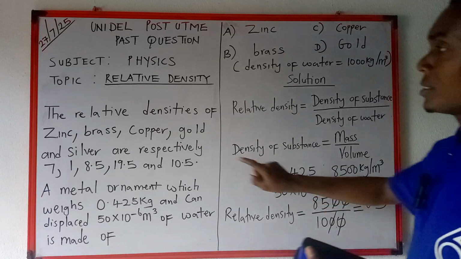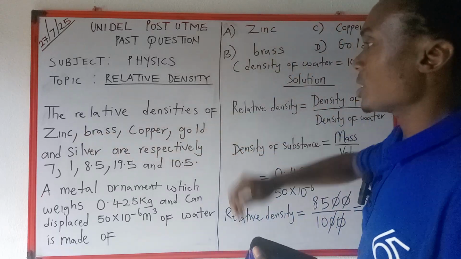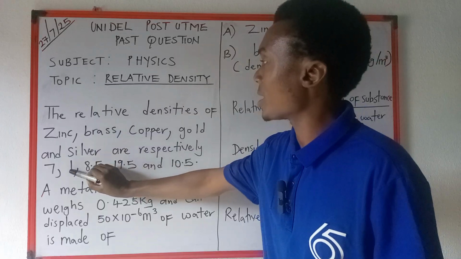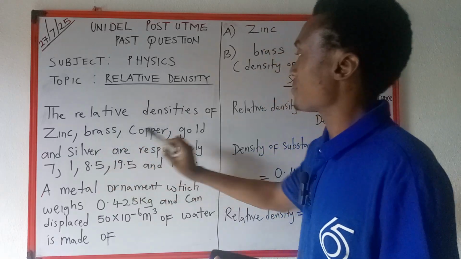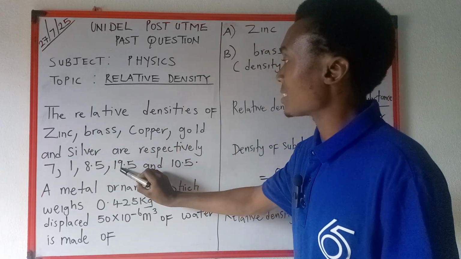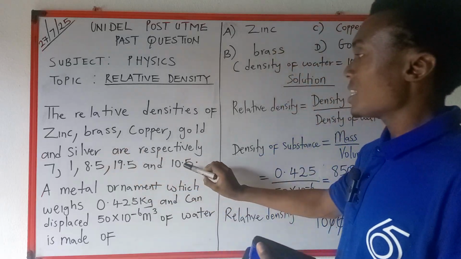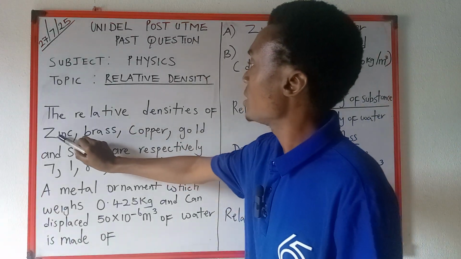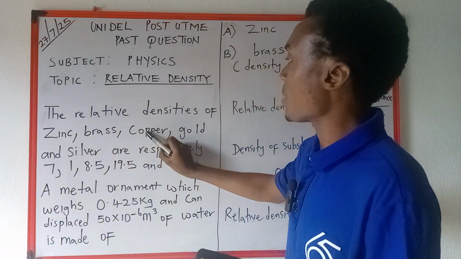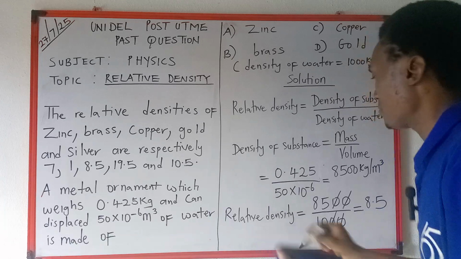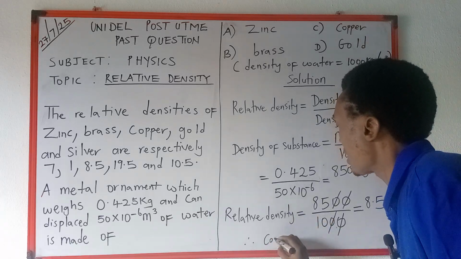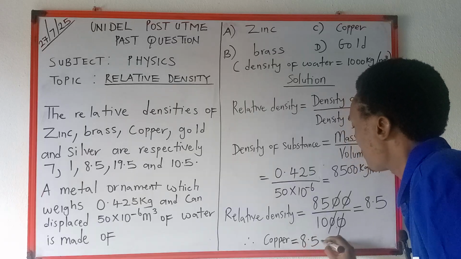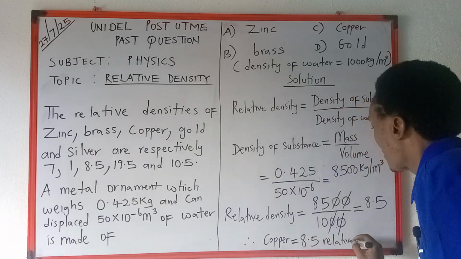Now, are you seeing 8.5 here? You trace the one that has 8.5. Zinc has 7. Brass has 1. Copper has 8.5. Gold has 19.5. Silver has 10.5, respectively. So you trace the one that has 8.5: zinc, brass, copper. So copper has 8.5. Therefore, copper is equal to 8.5 relative density.